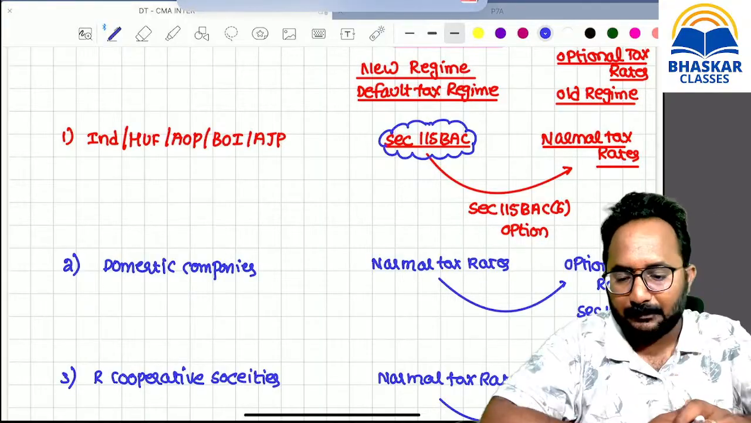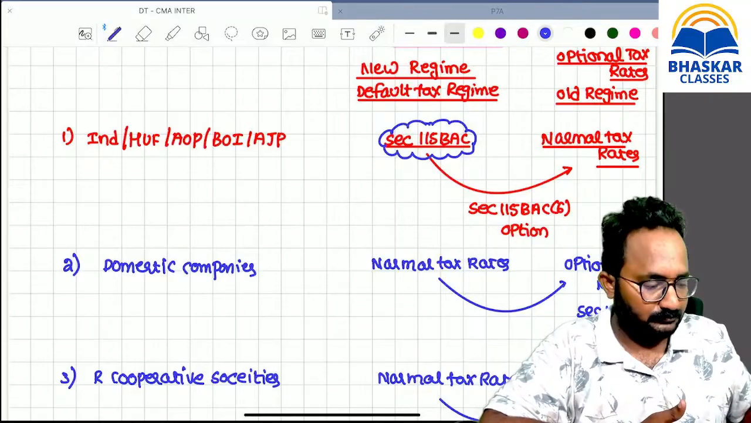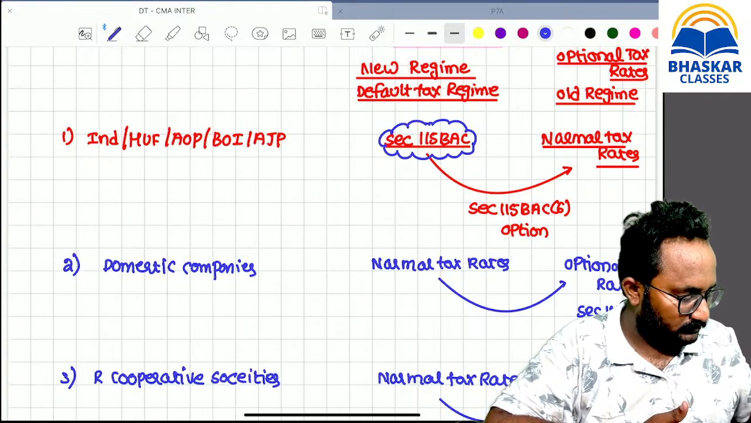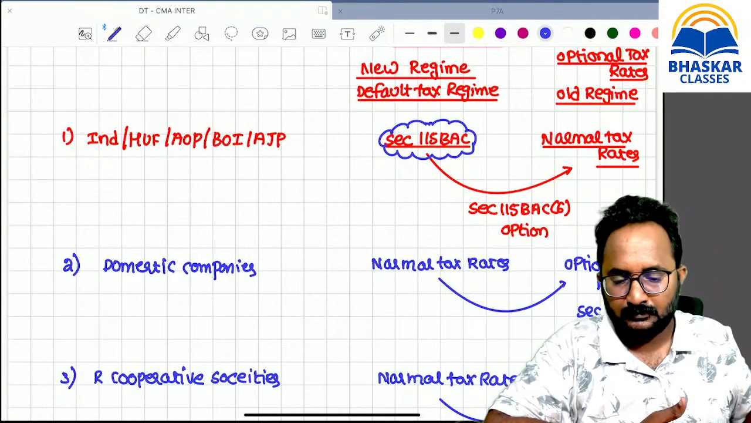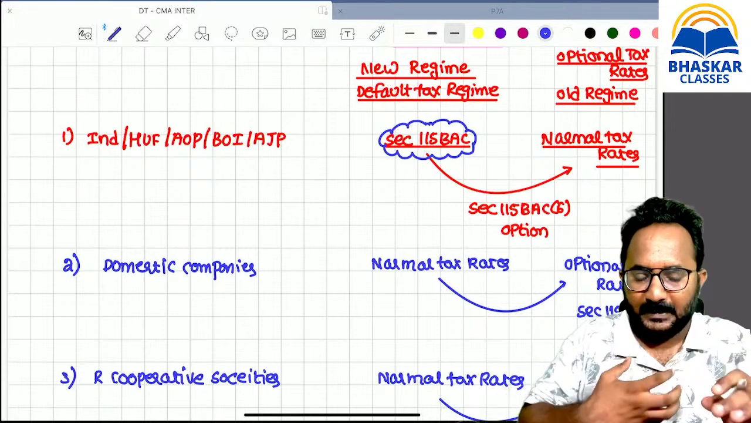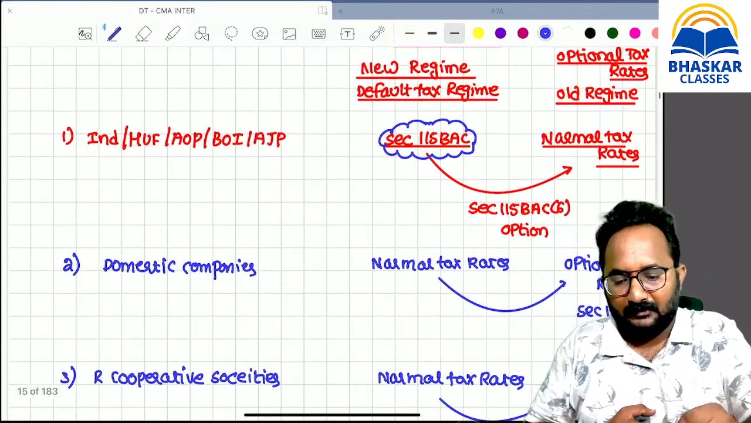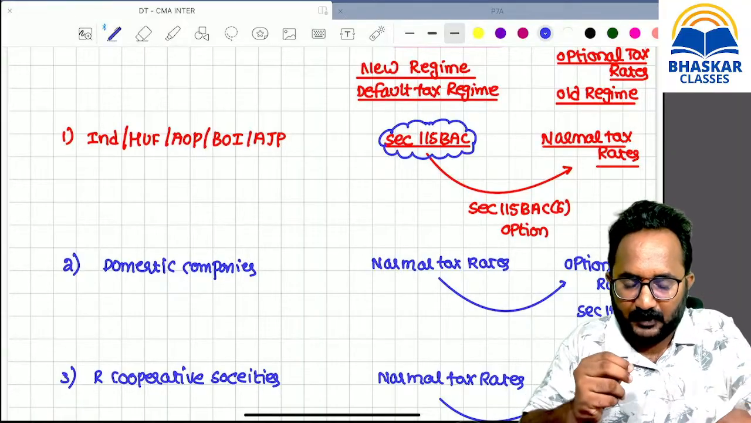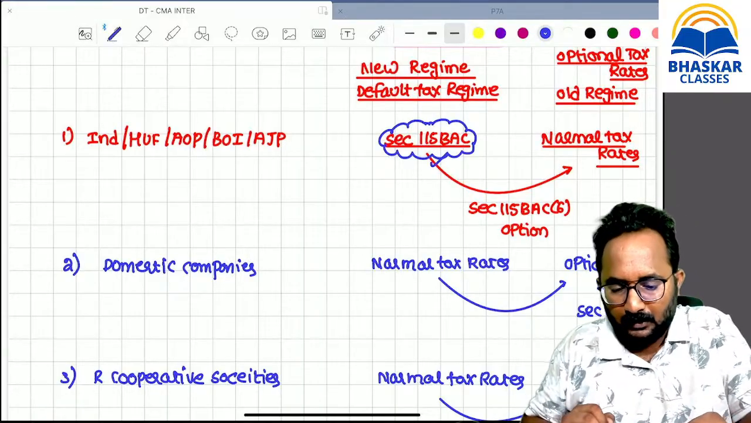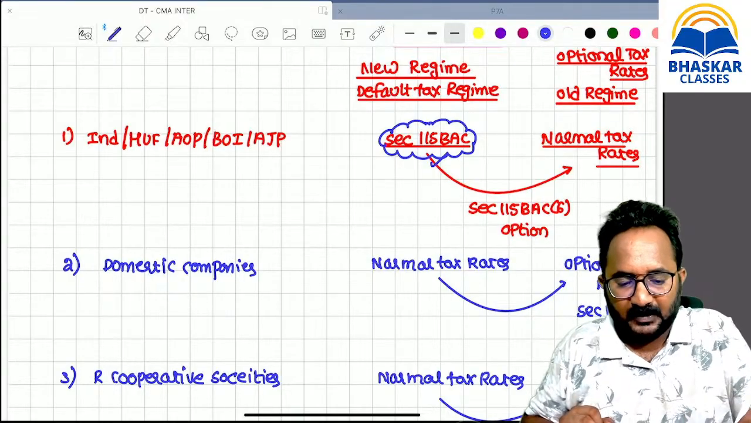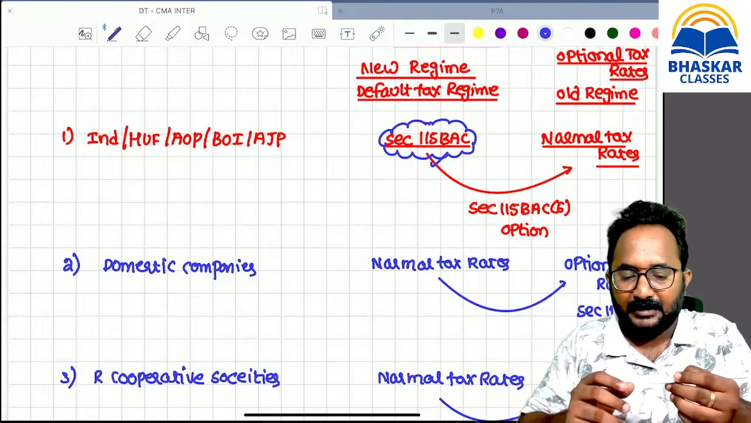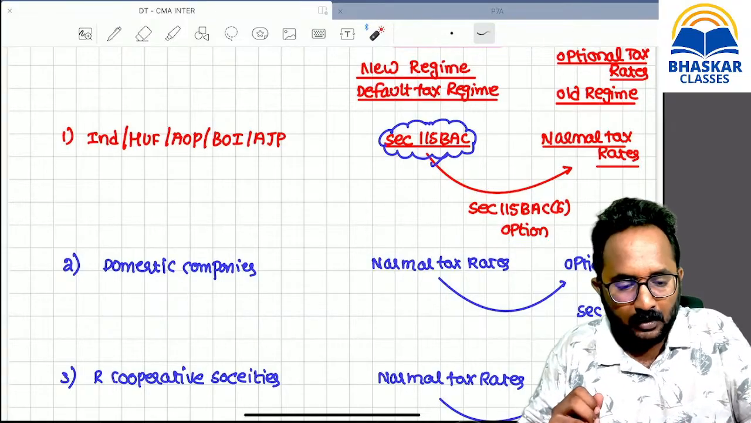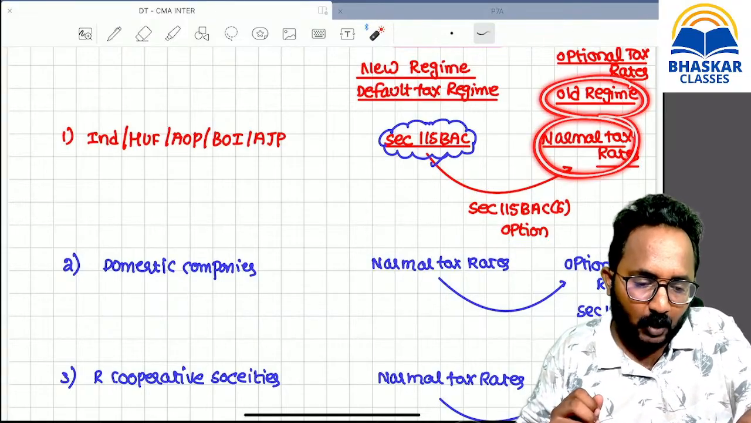Are you clear up to now? All of you please give me confirmation. Individual, HUF, AOP, BOI, AJP: which one is the default tax regime? 115BAC. In 115BAC subsection 6 they have given the option. If any SSE exercises the option, can you tell me what regime he is going to follow? Normal tax rate, old regime, or optional tax rate?